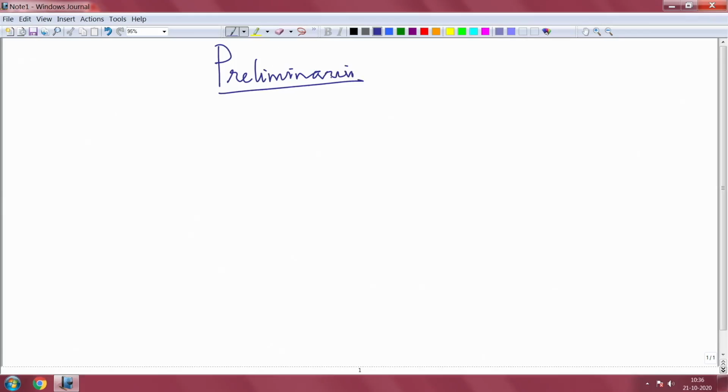So, in the preliminaries, let me do some multivariable calculus. This is about solvability, and some of the preliminaries, if necessary, we will introduce as and when required. So, this is about solvability.